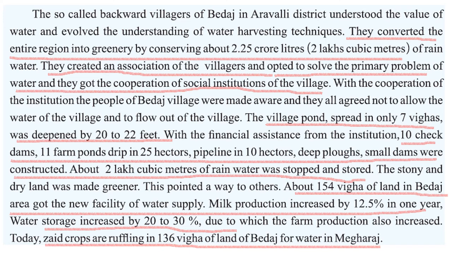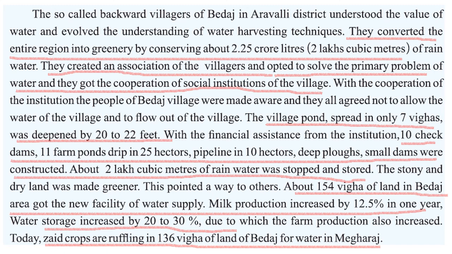Due to all these things, the surface runoff of water was reduced, the water was stored in the same land and it percolated into the soil so that the groundwater levels increased. About 2 lakh cubic meters of rainwater was stopped and stored. About 154 viga of land in the Bedaj area got the new facility of water supply. Milk production increased by 12.5% in 1 year. Water storage increased by 20 to 30%, due to which the farm production also increased. Today, zaid crops are flourishing in 136 viga of land of Bedaj.